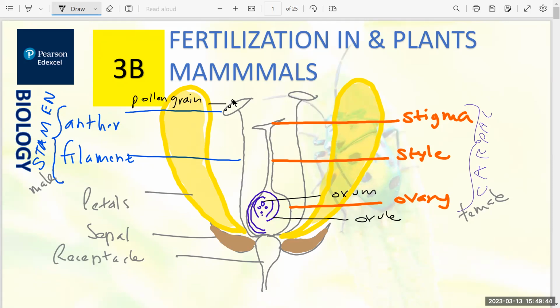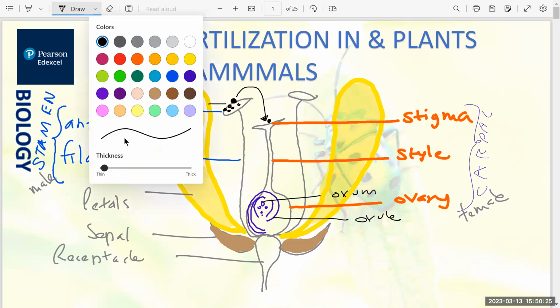Now this pollen grain can move from anther to the stigma, right? So I represent this with this arrow. Now this can happen from the same flower, or it can happen from one flower to another flower. So if it is happening in the same flower, we call it self-pollination.